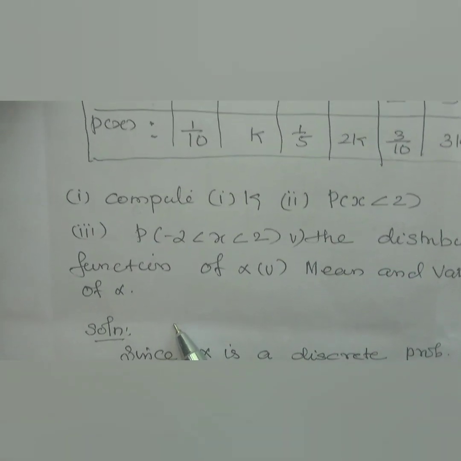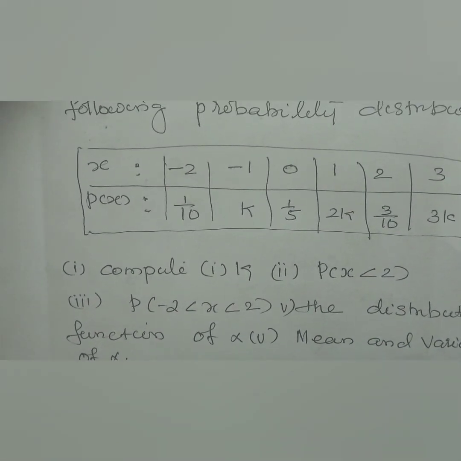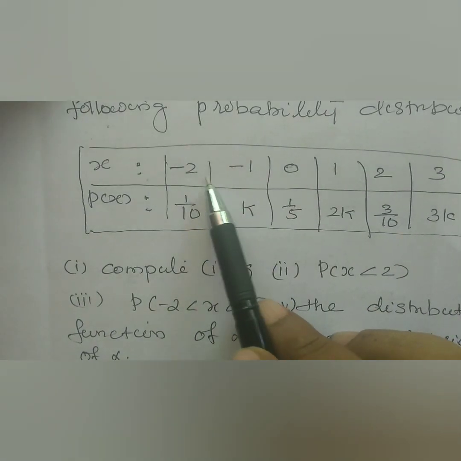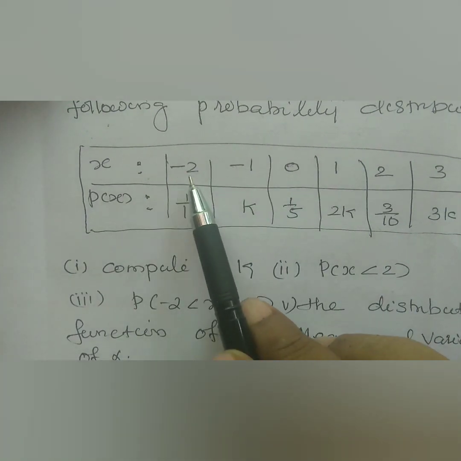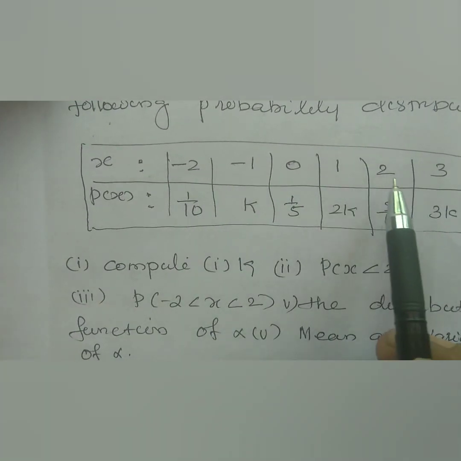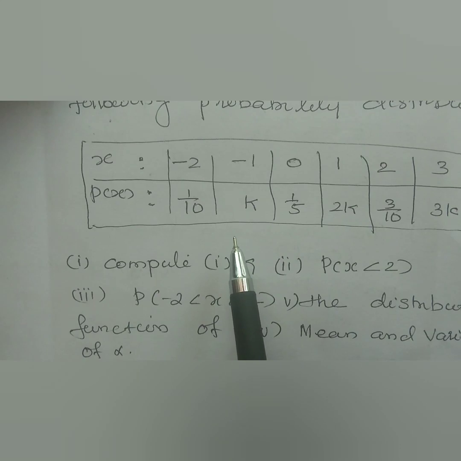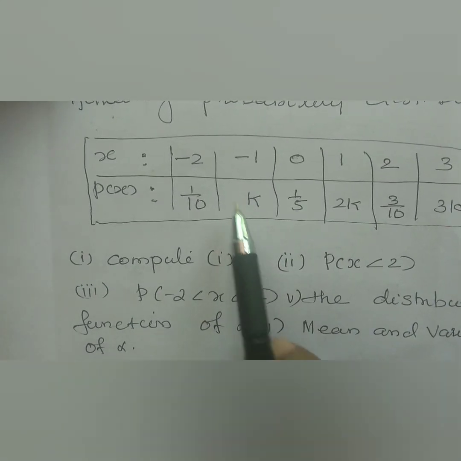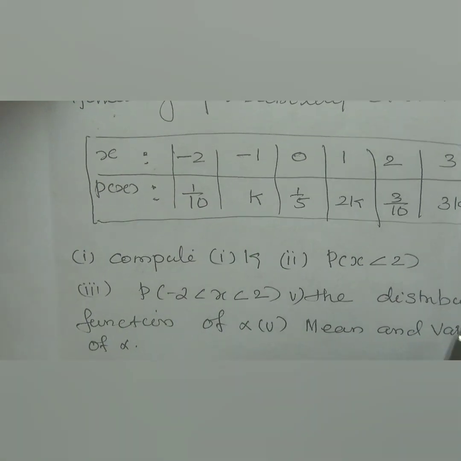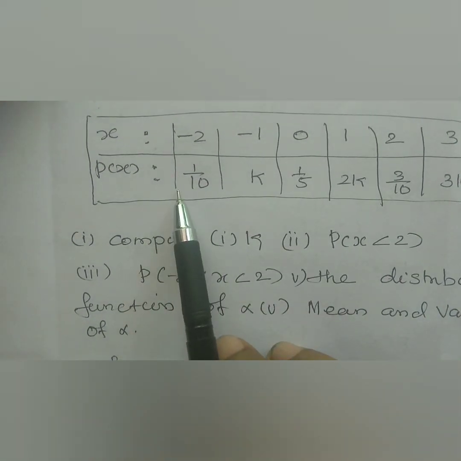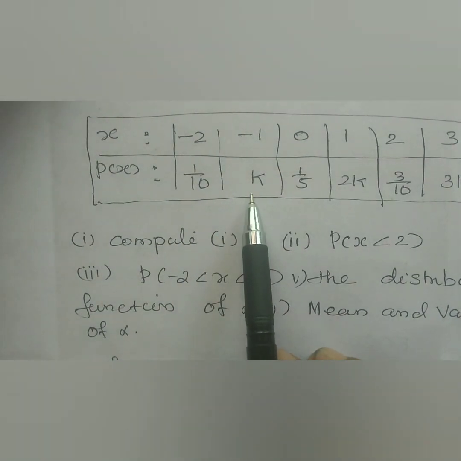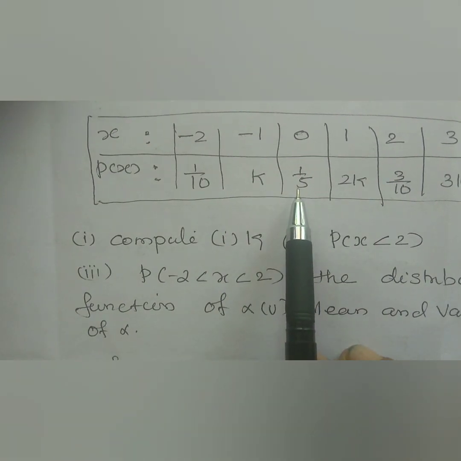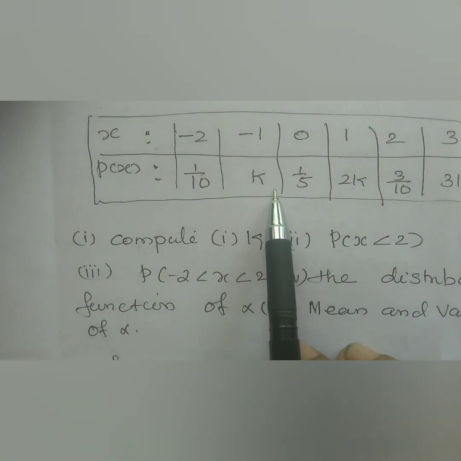The discrete type of problems, you can get a table value. That is for x is equal to minus 2, minus 1, 0, 1, 2, 3, etc. So this is discrete type of values. Now let us do the problem. This table contains one unknown, that is k. So first idea is to find the value of k.